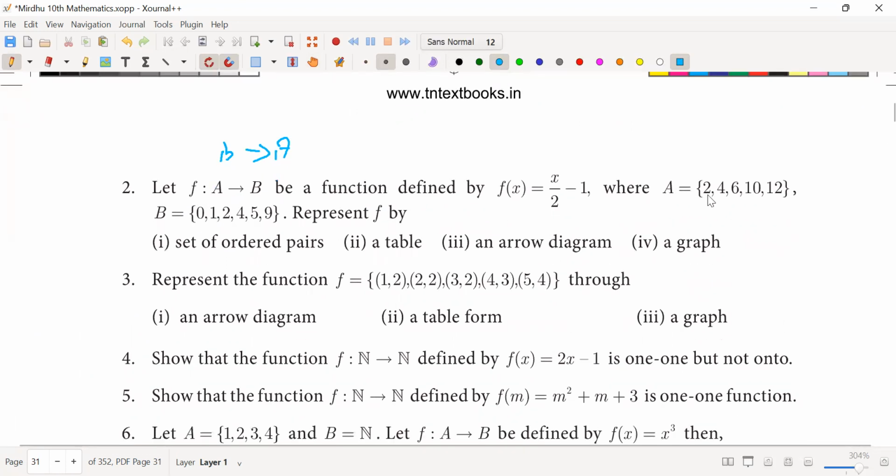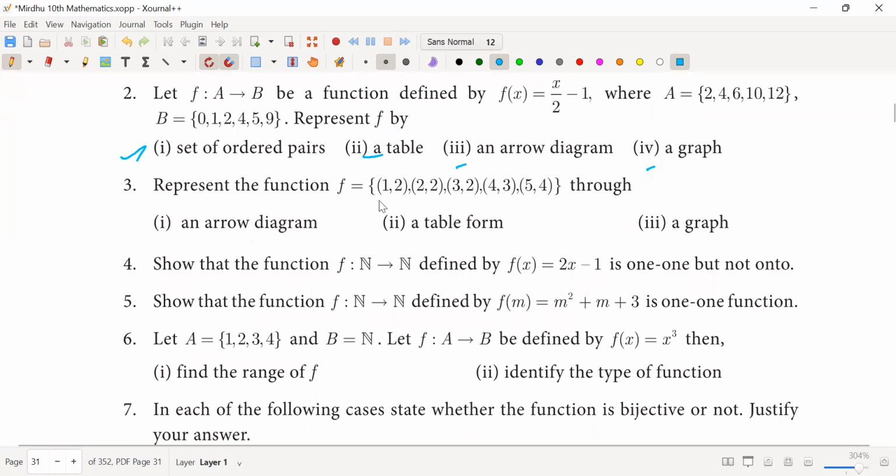So when I substitute 2, I'll be getting separate points. I have to put it in set order, table, arrow diagram, and a graph. I don't think you would be having any problem with this, isn't it? Okay, you can proceed.